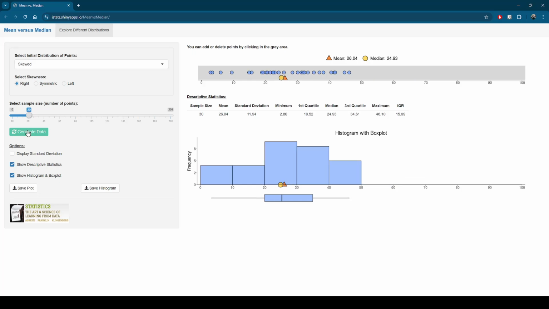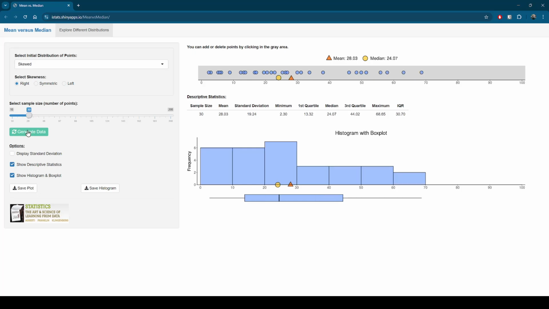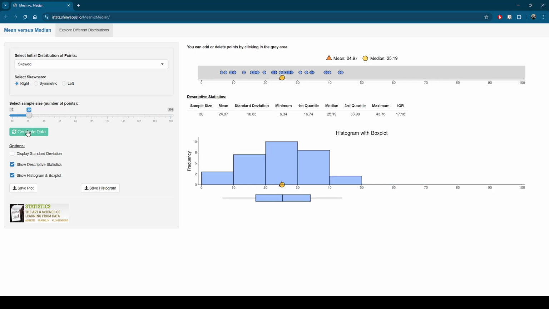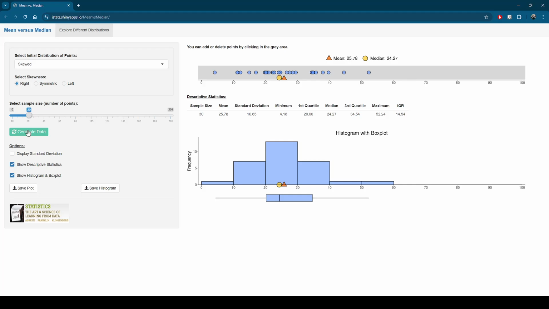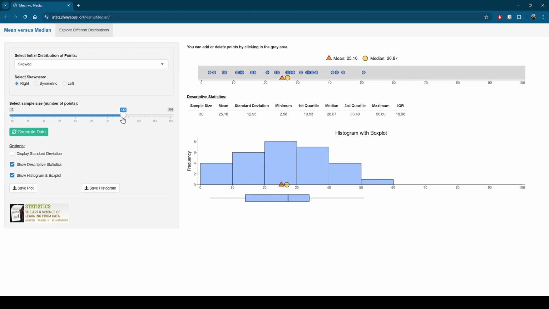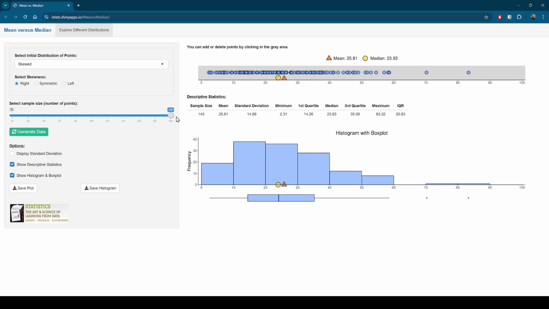So if we regenerate a few, those two are a lot closer together. These are a little further. In this case, the mean actually happened to be a little smaller, but overall, most of these samples have a mean that's at least a little bit higher than the median. And that doesn't really change when we increase our sample size. Maybe if we bump it all the way up to 200, you'll notice that they're consistently closer together, but also a little bit more consistently, the mean is above the median.